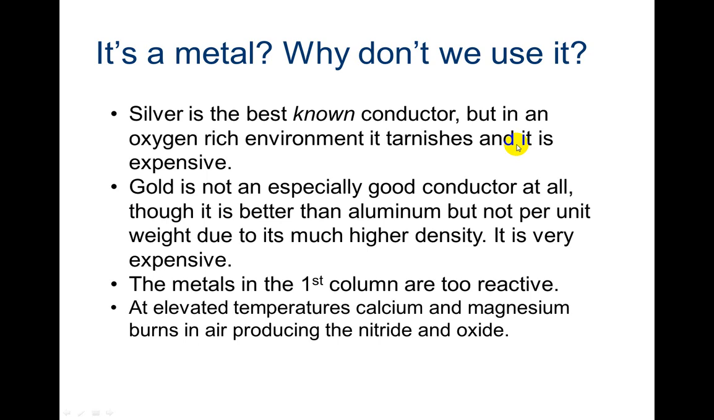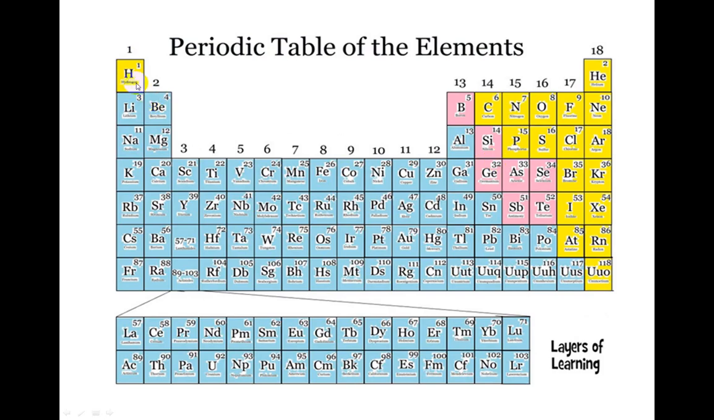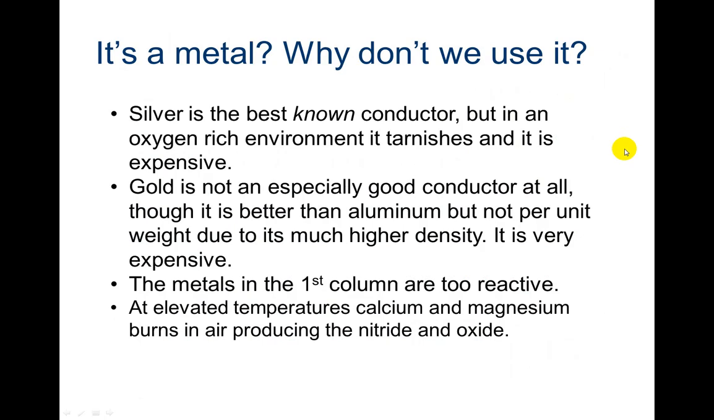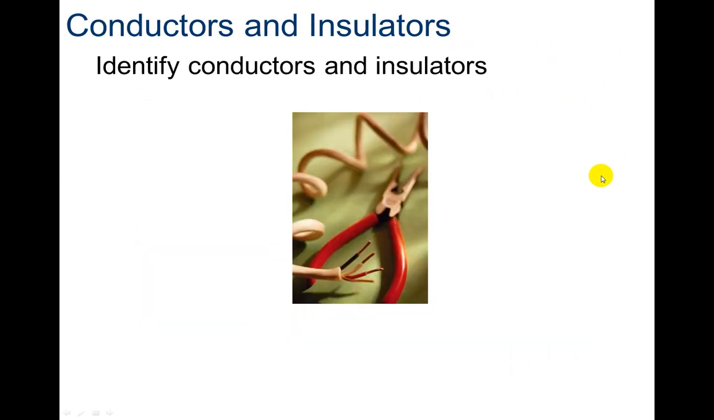they'll use aluminum. The metals in the first column are way too reactive. You try to use this, and you're going to have a fire. The same thing with the second column. So in elevated temperatures, calcium and magnesium are going to burn, and they're going to react with nitrogen and oxygen.